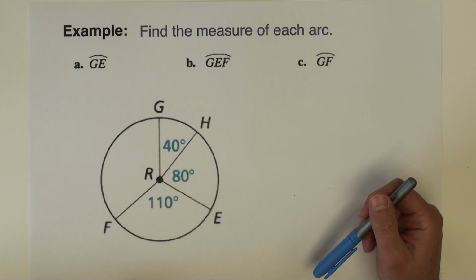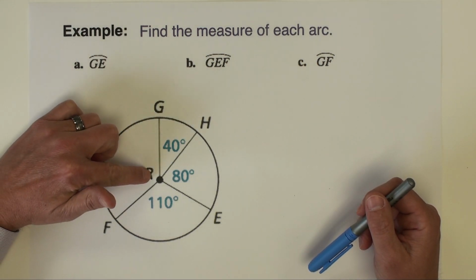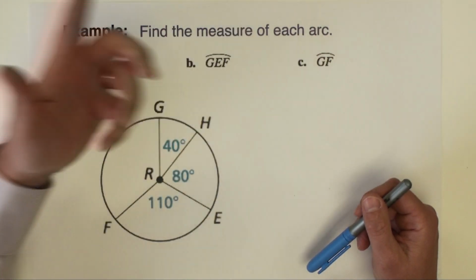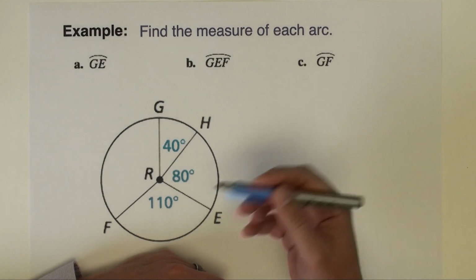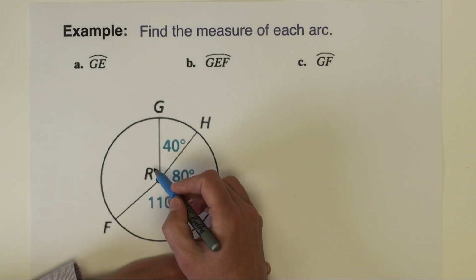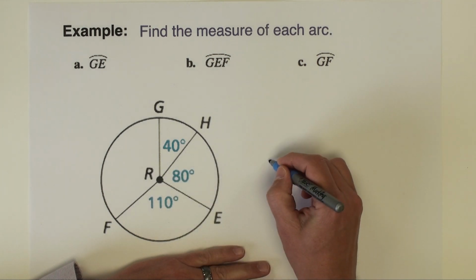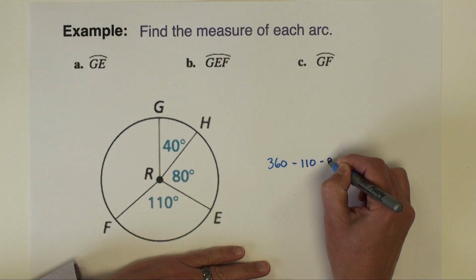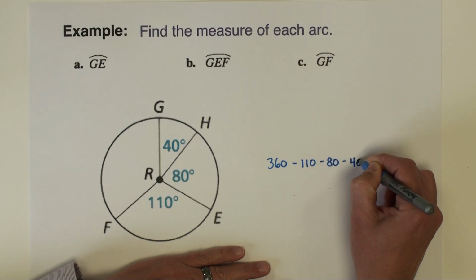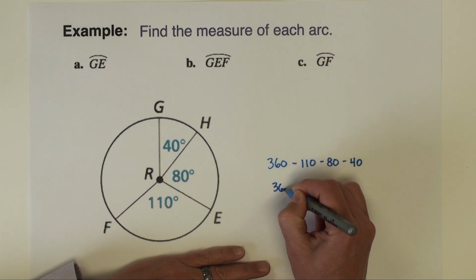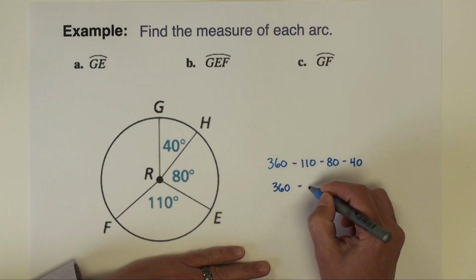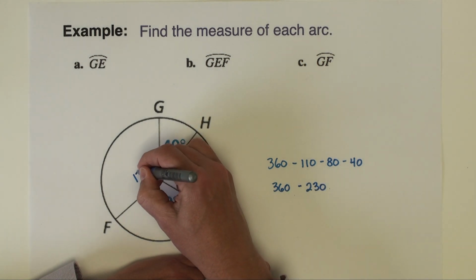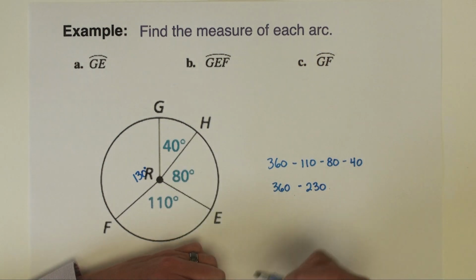Same type of problem. I'm going to begin first by finding this missing angle here. And once I have all the central angles found, then I'll start finding the measure of these arcs. Now I know a circle in total is 360 degrees, so that means that this angle right here has to be 360 minus 110 minus 80 minus 40. So that's 360 minus 230, which makes this angle 130 degrees.